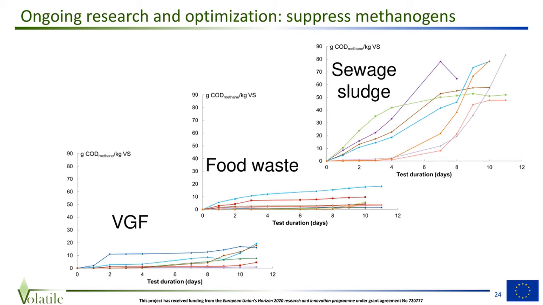Another thing is, suppress methanogens, of course, as this is a parasitic process if you want to produce VFAs. And here we can see for VGF waste, which is a source-separated organics and food waste, methane production is relatively low. But if you look at sewage sludge, you see, although there are some samples which only start producing methane after 4 days, a lot of them also start from the start. And that is one of the reasons why a lot of these sewage sludge samples only yield a low VFA production, because already from the start, part of these VFAs are parallel converted to methane.